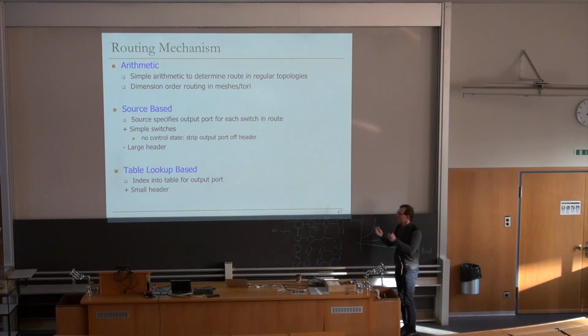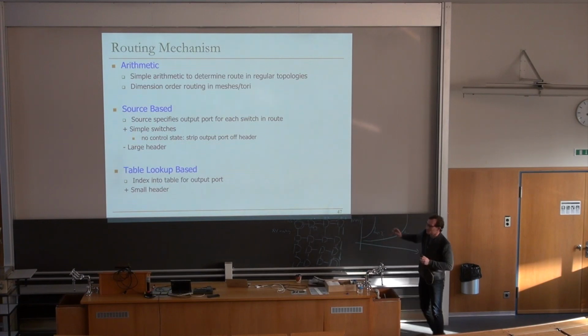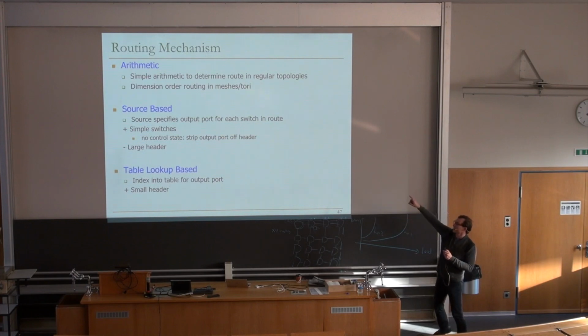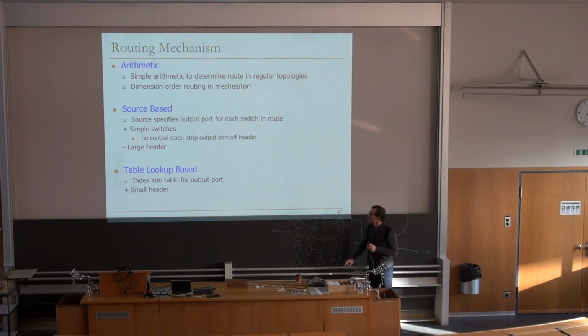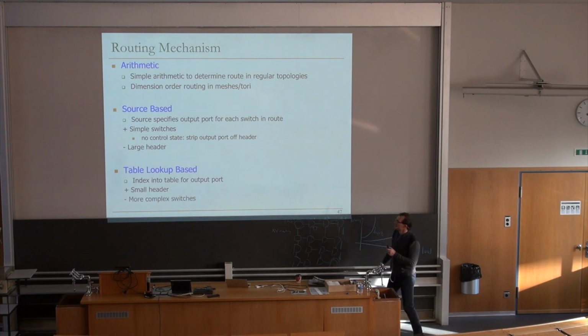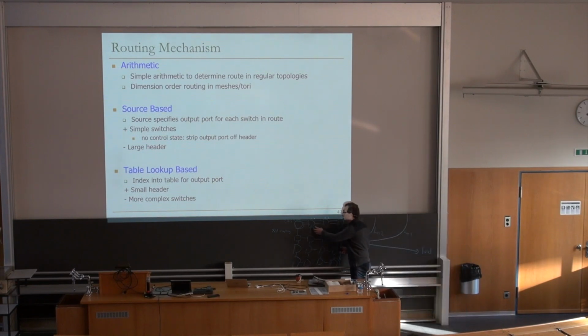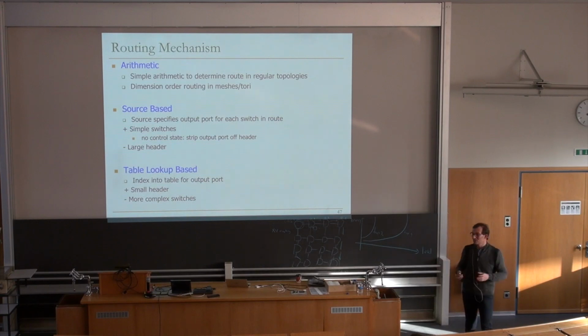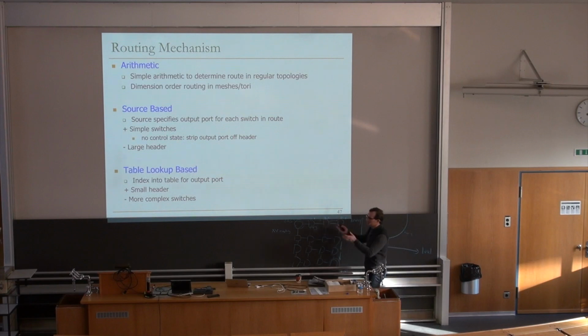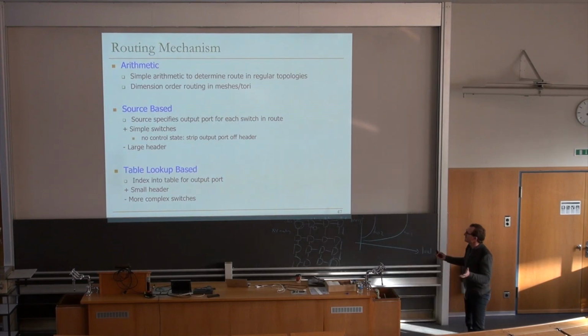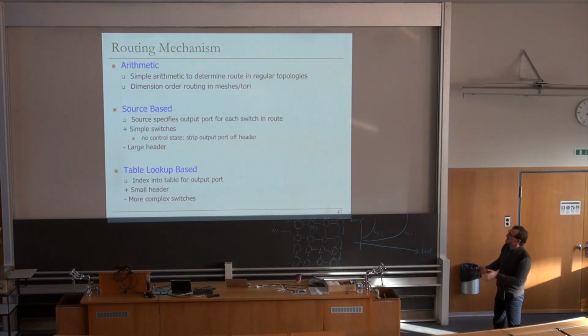And this table can be dynamically updated depending on the congestion in the network. So that's more flexible than arithmetic routing, as you can see. Arithmetic routing can be less flexible. But your switches may become more complex if it's table lookup based because now this table needs to be configured somehow. And if you want to actually change the configuration of the table, that becomes even more complex. So a lot of the existing internet switches are table lookup based. Basically, you need to have some sort of table that's called a routing table that changes dynamically. Okay, so that's routing mechanism.